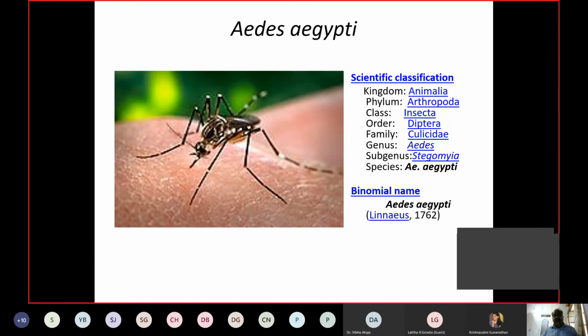So this mosquito is the vector for dengue all over the world, the major vector of dengue. The classification is given here, which is important to understand its hierarchy in the animal kingdom.